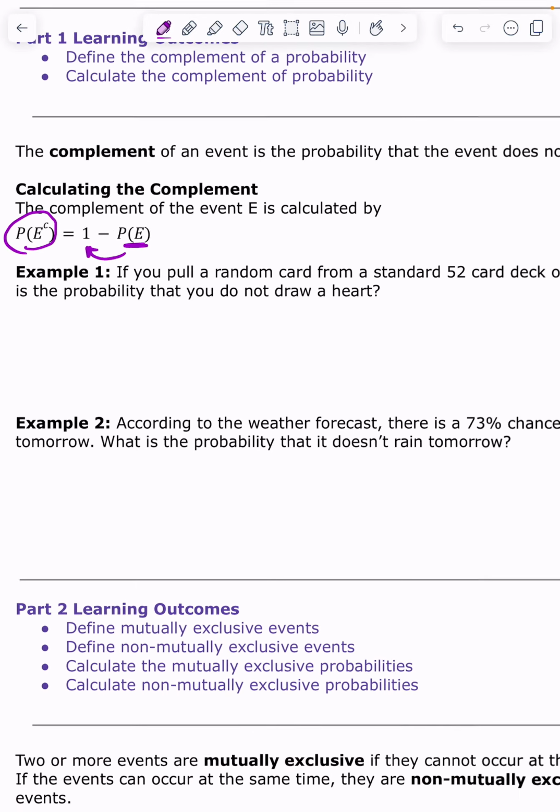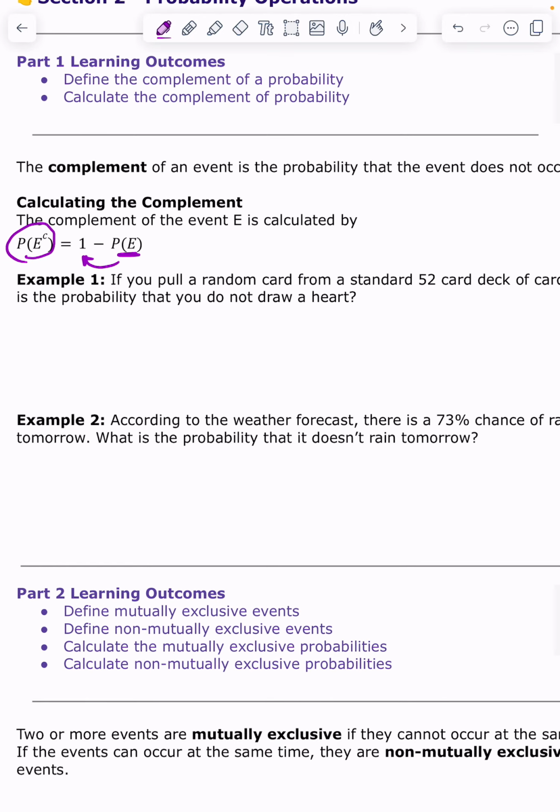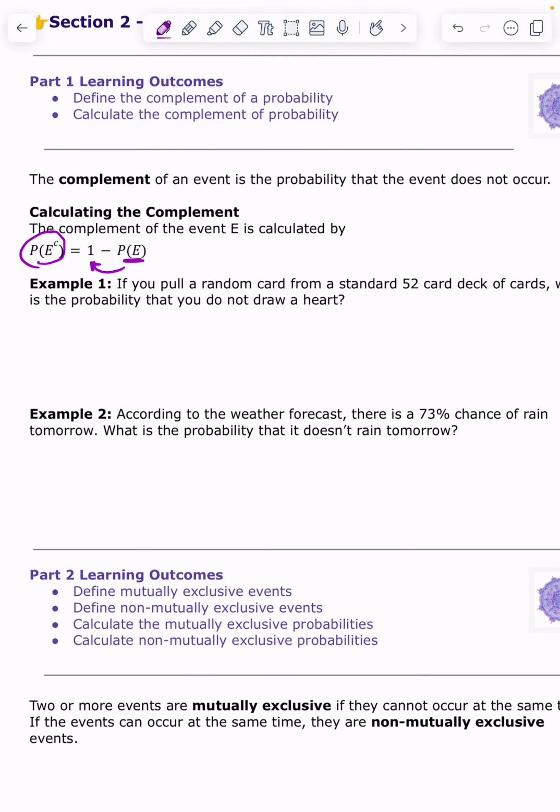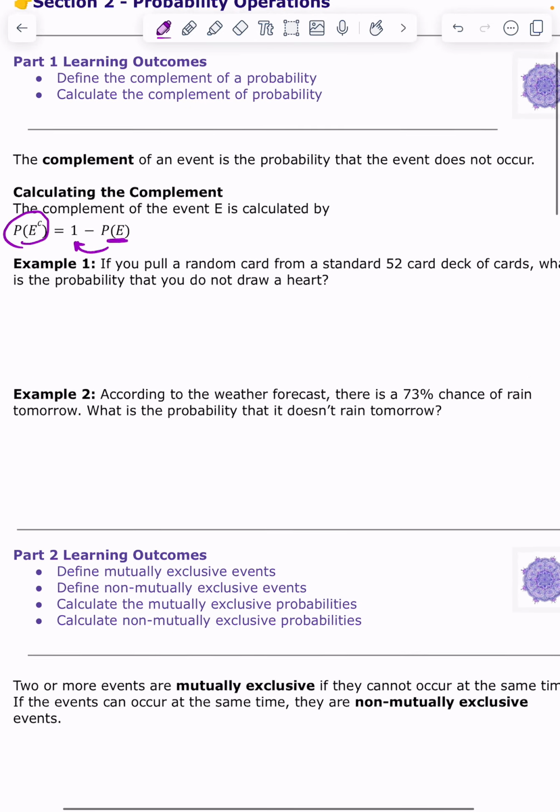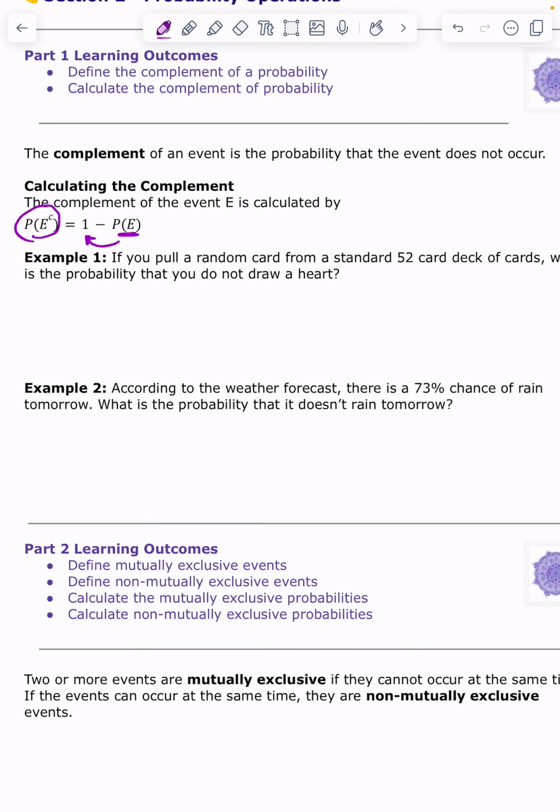So for example, if you pull a random card from a standard 52 card deck of cards, what is the probability that you do not draw a heart? So start with the probability that you do draw a heart. There's 13 hearts because there's 13 of every suit, and subtract that from 1. So you can put that in your calculator and you should get 39 over 52, or 0.75 is the probability.